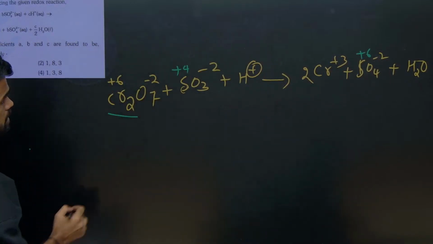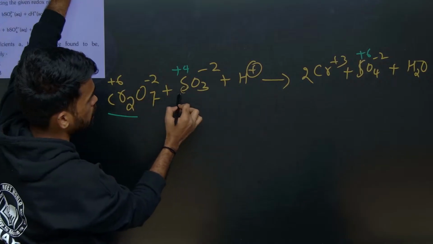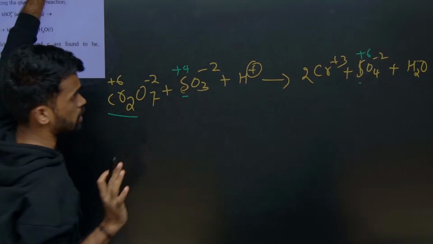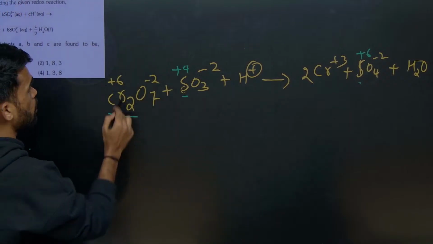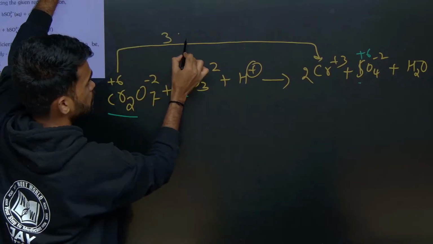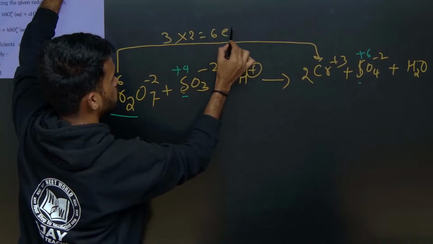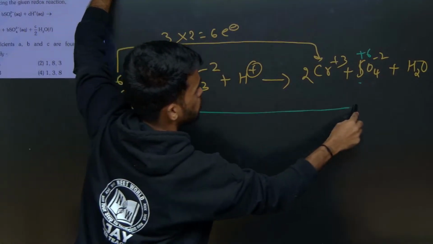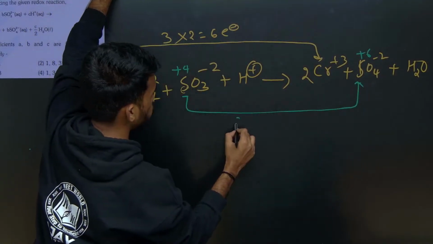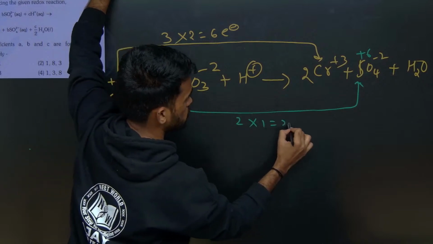Then next, how many chromiums? 2, it is fine. Sulfur is 1, here also 1 sulfur atom, which is also fine. Now how many electrons are changed from here to here? The number changed is 3, and 2 atoms, so total 6 electrons. From here to here how many electrons are changed? 2 electrons, and 1 atom, so 2 electrons are changed here.